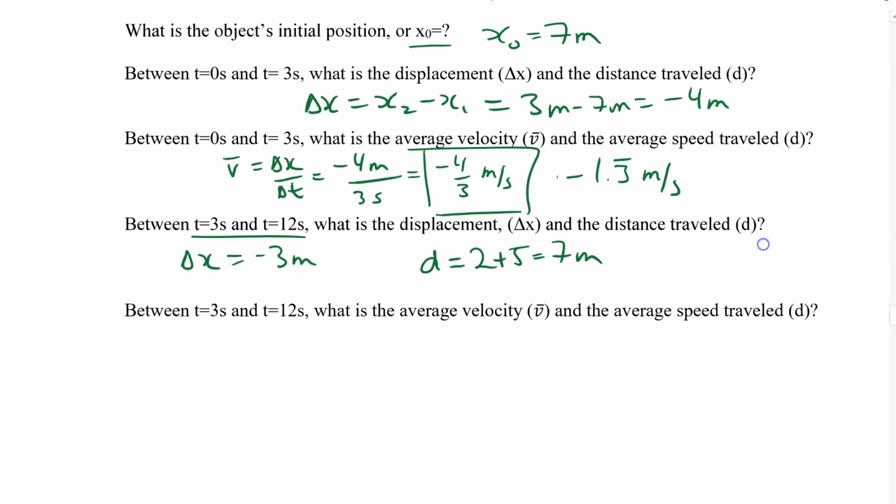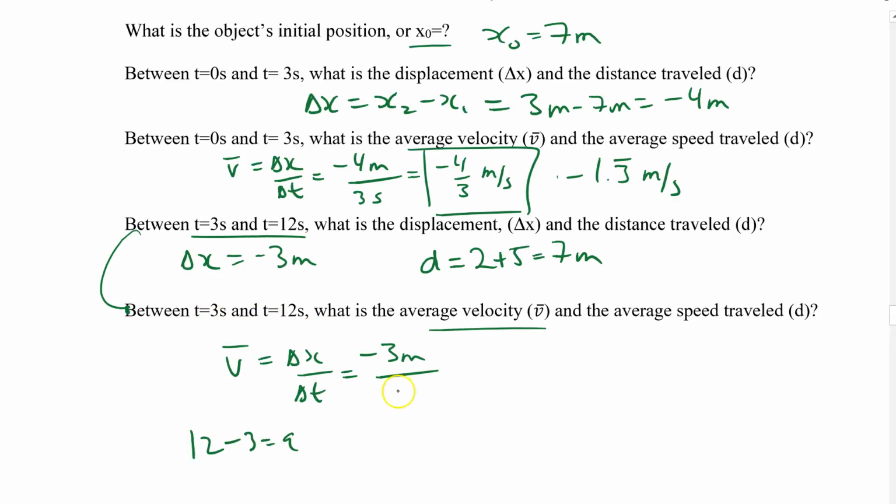Okay, the last part says between these, it's the same intervals. What's the average velocity? So average velocity is going to be equal to the total displacement divided by how much time went by. The total displacement I figured out from the previous question was -3. How much time goes by from 3 to 12? Well, what's 12 minus 3 equals 9, so it'll be 9 seconds. So here it'd be -1/3 meters per second, or we could say -0.3 repeating meters per second.